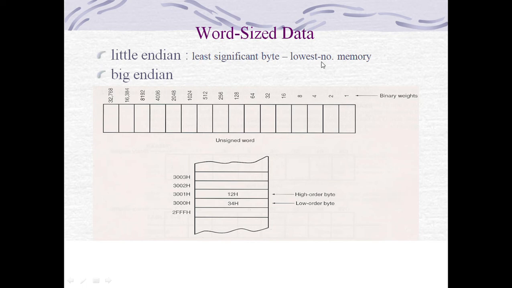Normally computers use little endian format. In little endian, the least significant byte goes to the lower position, and the most significant byte goes to the upper position. And in big endian, it is the reverse. So these are the little endian and big endian concepts, which are simple to understand.